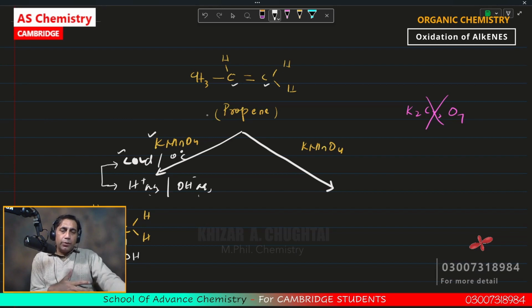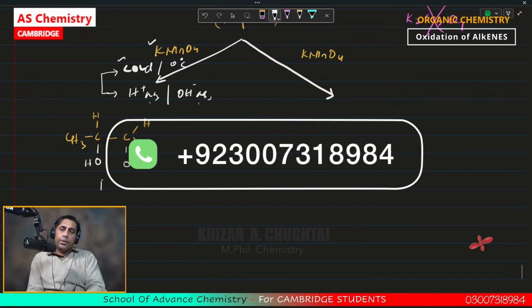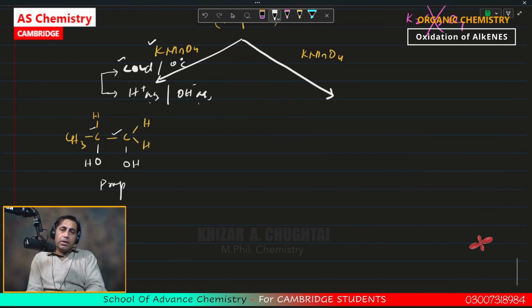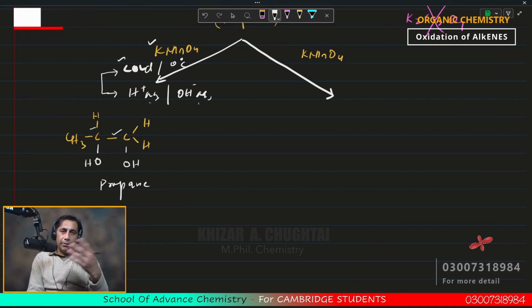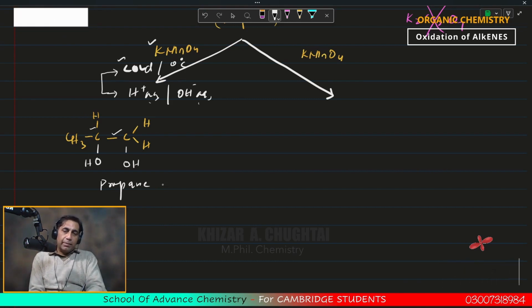Now the next question is, what is its name? What is its systematic name? What is its IUPAC name? Good. It's a prop. Prop means three carbons. The carbons are single bonded, so you will write ane. But there are two functional groups. I mean, this is one functional group, but it is present twice in the molecule.